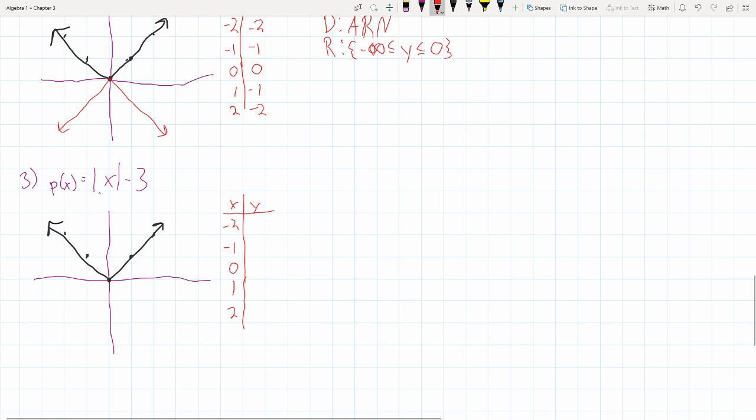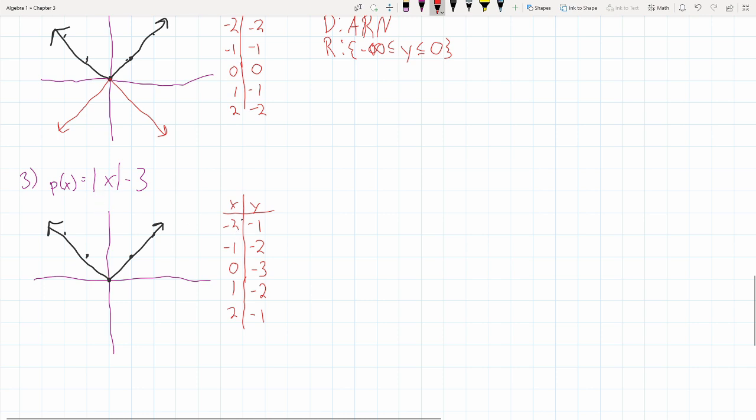So I'm going to start with 0. The absolute value of 0 is 0, minus 3 gives me -3. If I do 1, the absolute value of 1 is 1, minus 3 is -2. Absolute value of 2 is 2, minus 3 is -1. I'm going to go the other way as well. It's going to be the same numbers, -2 and -1.